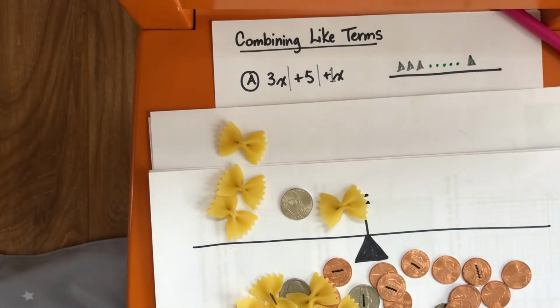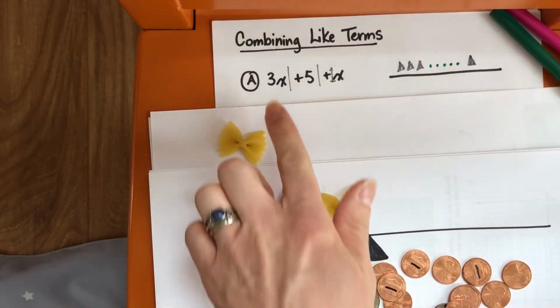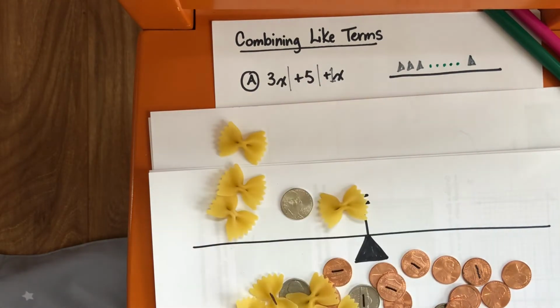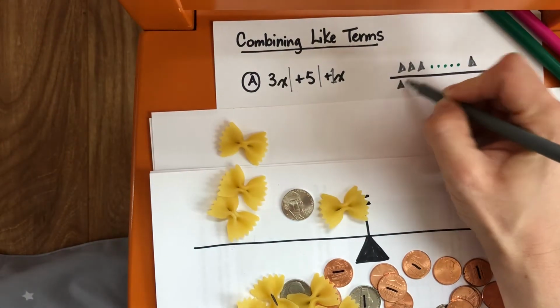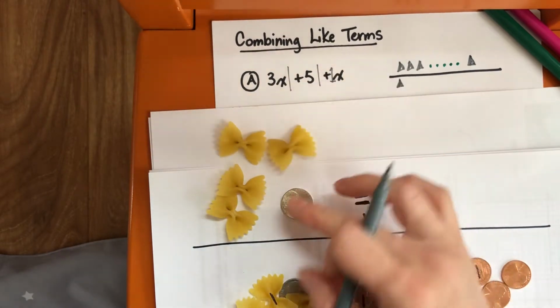What I can do is I can combine the things that are alike. If my variable is the same letter, and in this case it is, x and x, then I can combine those together, and that would just be reorganizing what I have. So I'm going to reorganize all those together.